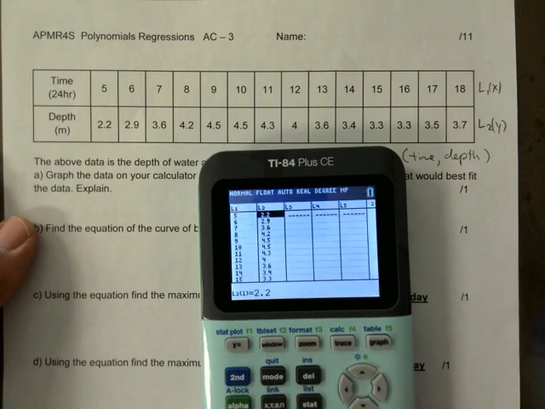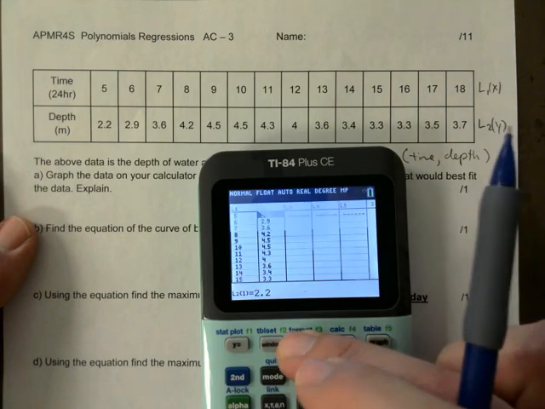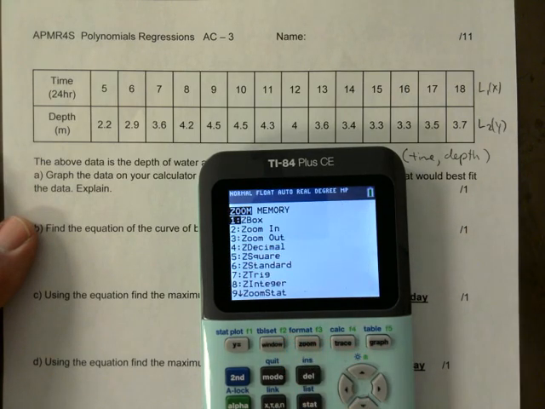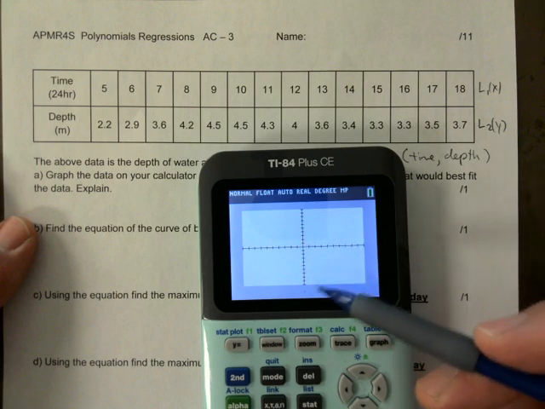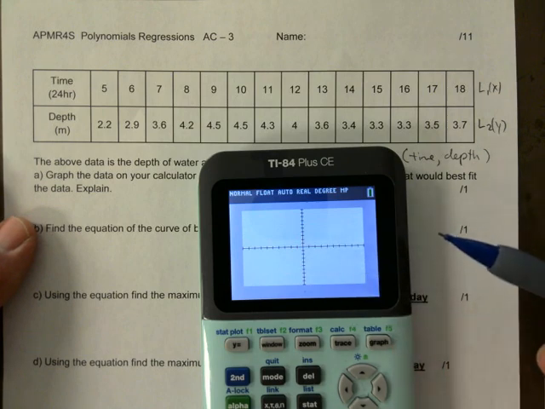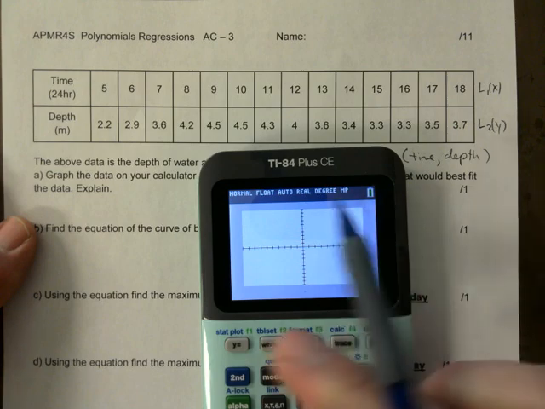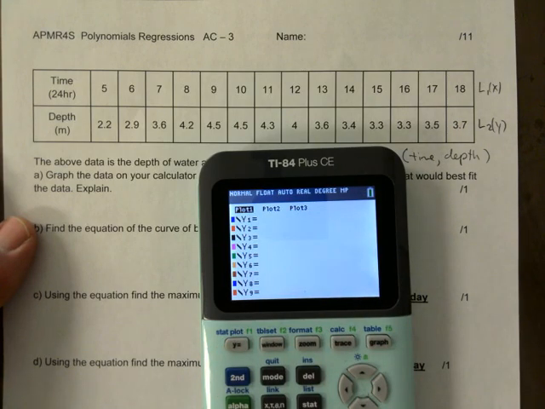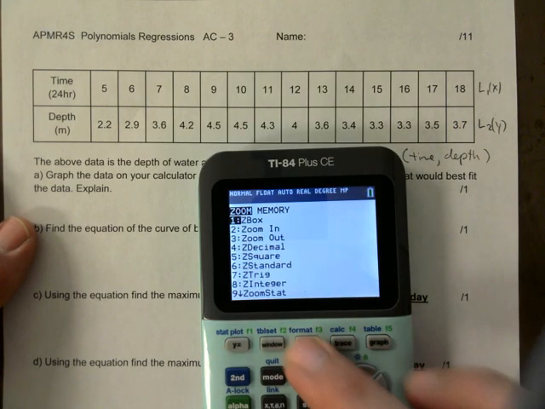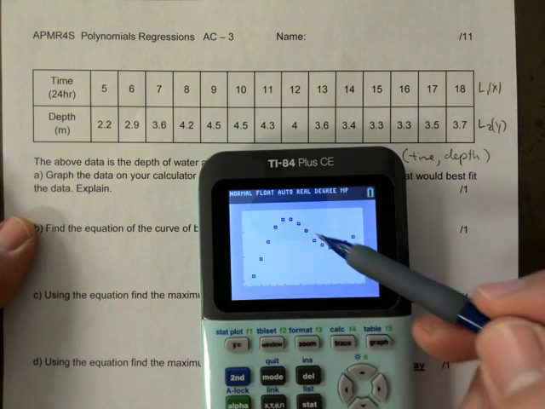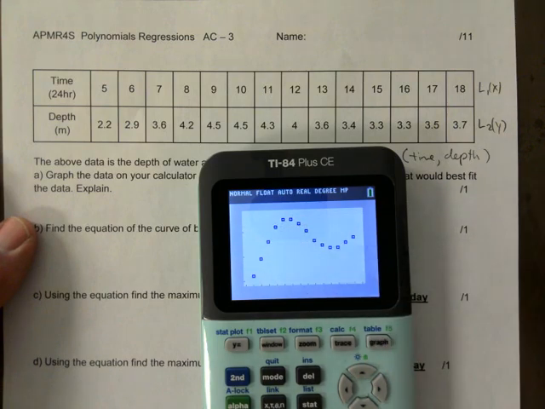You go ahead and enter your points, and then you're going to go zoom stat, right? Nothing's going to happen. Why? Because plot 1 is turned off. So if you want to use zoom stat, you have to have plot 1 turned on. I'm going to go back to zoom stat. There you go. This is definitely not a quadratic.